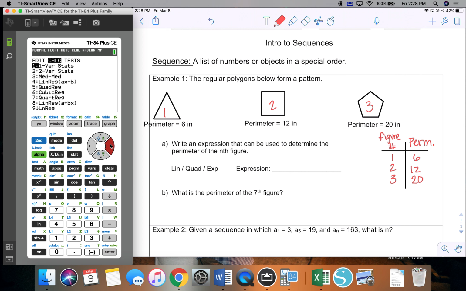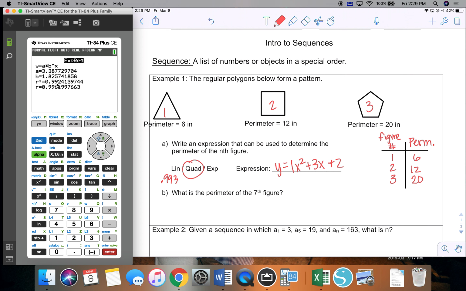When I do StatCalc 4, my R squared value is 0.993, so it could be linear. I'm going to do StatCalc 5 to see if it's quadratic, and it is. This one has an R squared value of 1, so my expression is 1x squared plus 3x plus 2. And if I wanted to run exponential, StatCalc 0, I can see my R squared value is not a perfect 1.